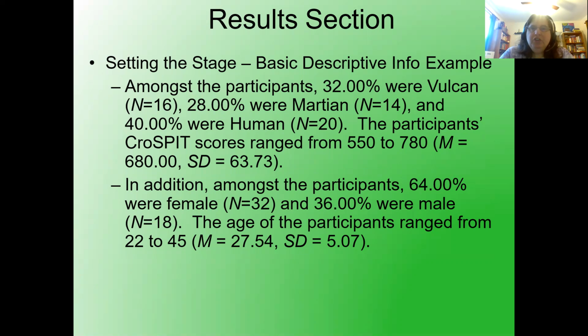So basically, you can use this exact sort of wording for your own write-up of setting the stage. You just have to substitute in your own variables, and your own numbers, of course.